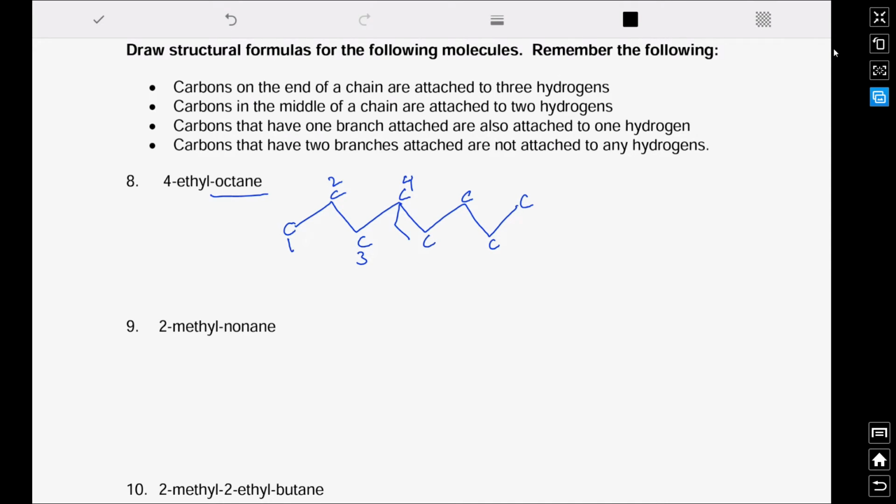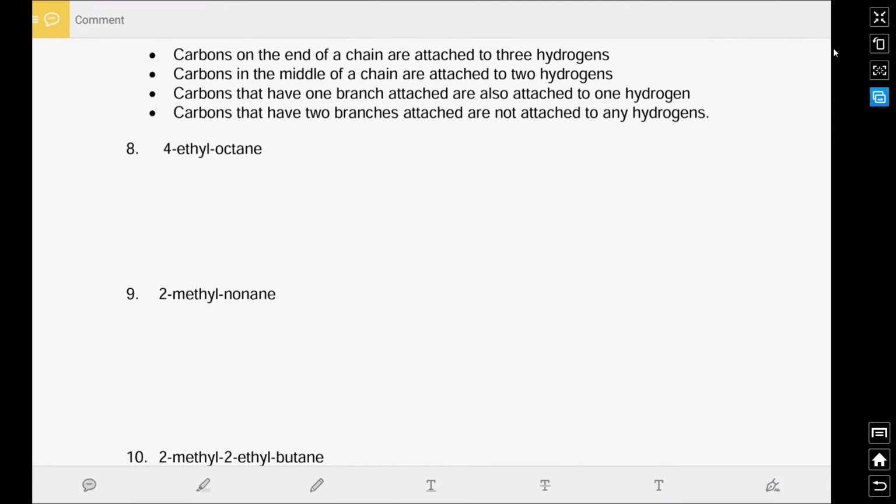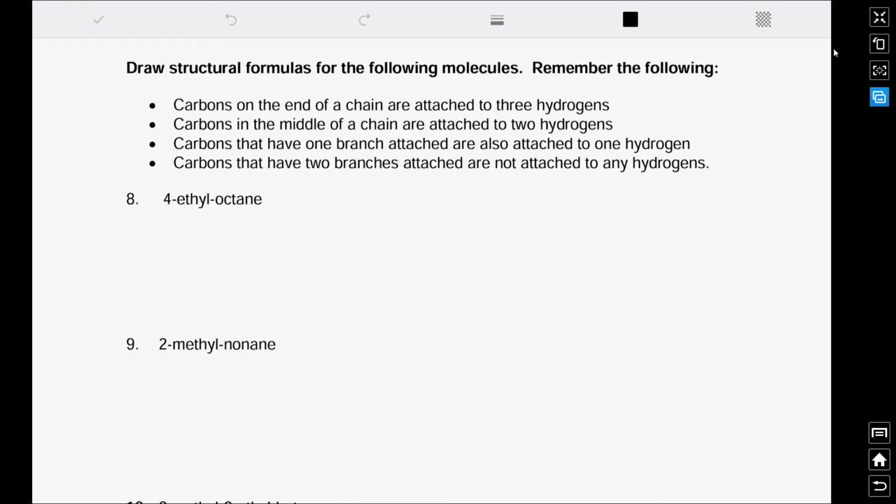If I had to draw it a lot cleaner, I would do the following. Oops. It would look like this. 1, 2, 3, 4, 5, 6, 7, 8. There we go. And then I would go 1, 2, 3, 4. So on the 4, I would draw an ethyl group, which would look like that. And then continue numbering 5, 6, 7, 8. There you go. So that's another way to draw it.